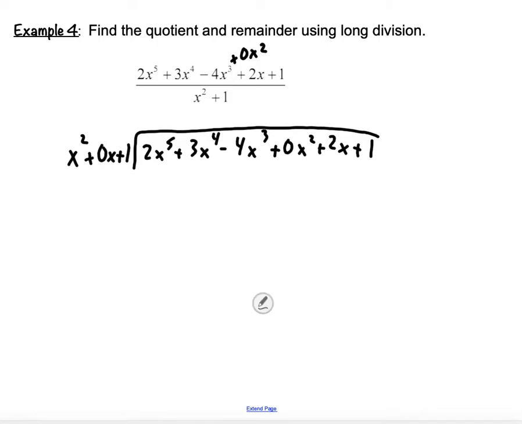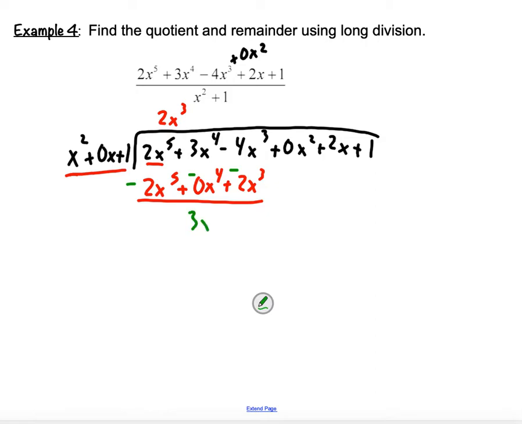All right, let's divide. So we want to think, x squared times what is 2x to the fifth? That would be 2x to the third. Go ahead and distribute that all the way through. Change your signs and add. Bring down your next terms.